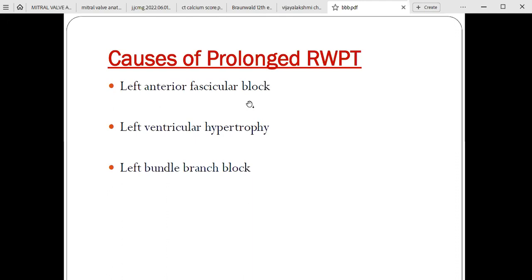Whenever there is a delay in ventricular contraction, or discordance between the right ventricle and left ventricle, a prolonged R wave peak time can be seen. So the causes are left anterior fascicular block, left bundle branch block, right bundle branch block, and left ventricular hypertrophy.